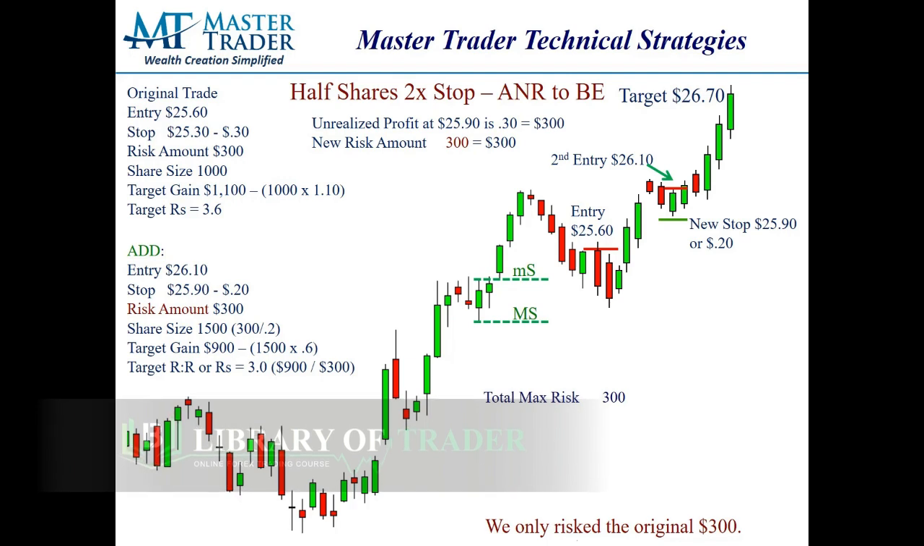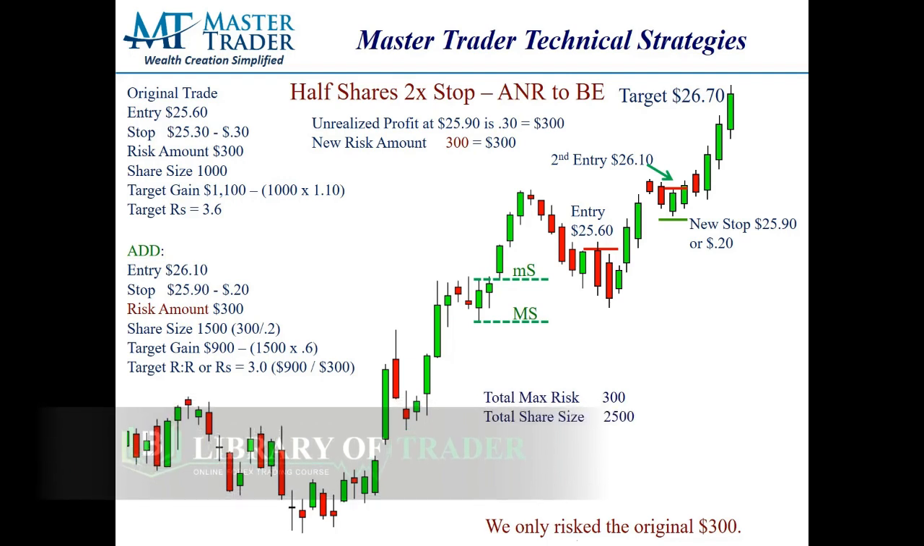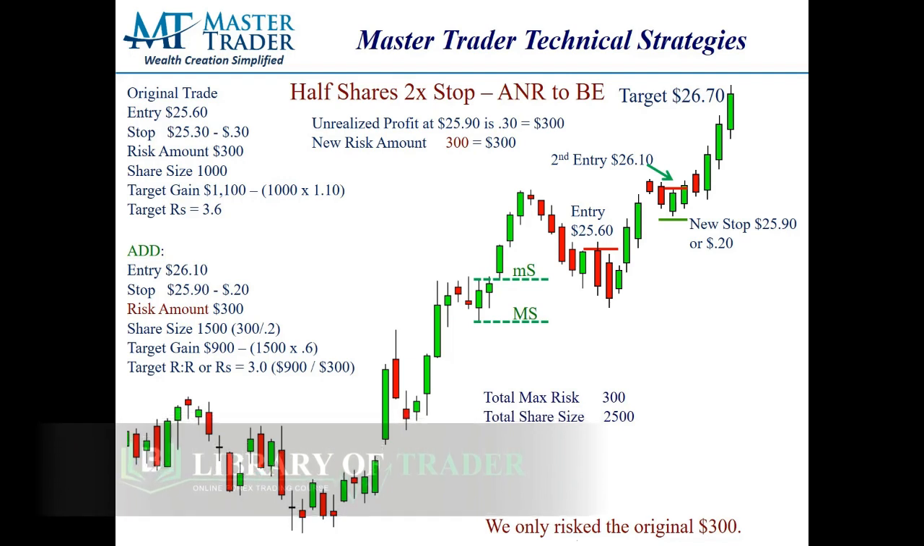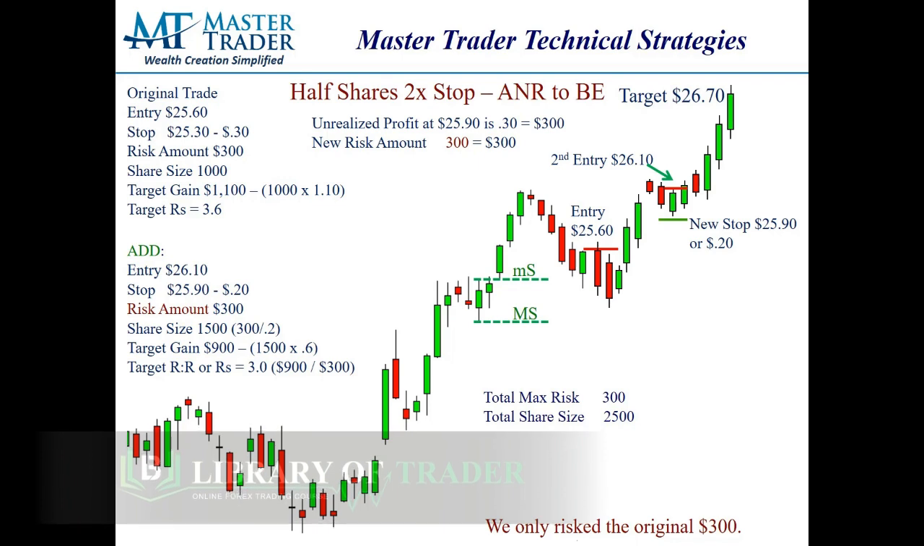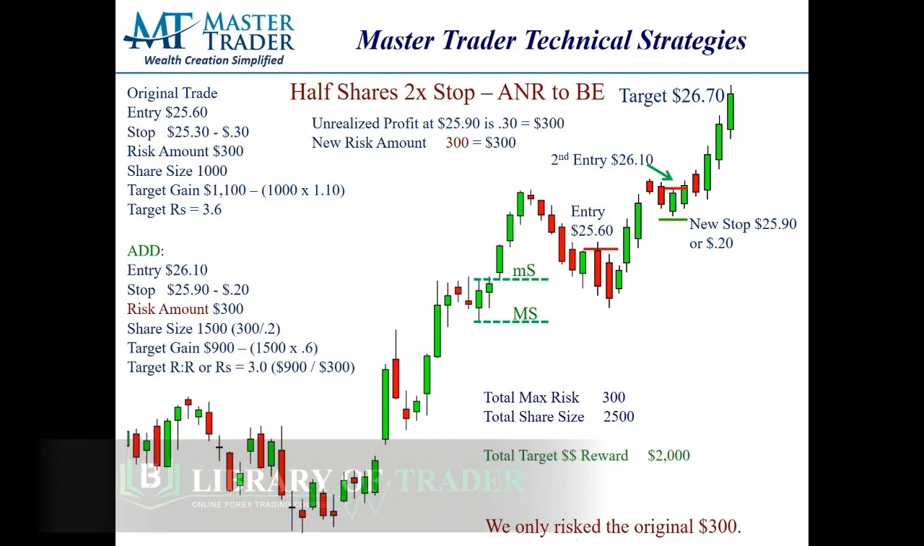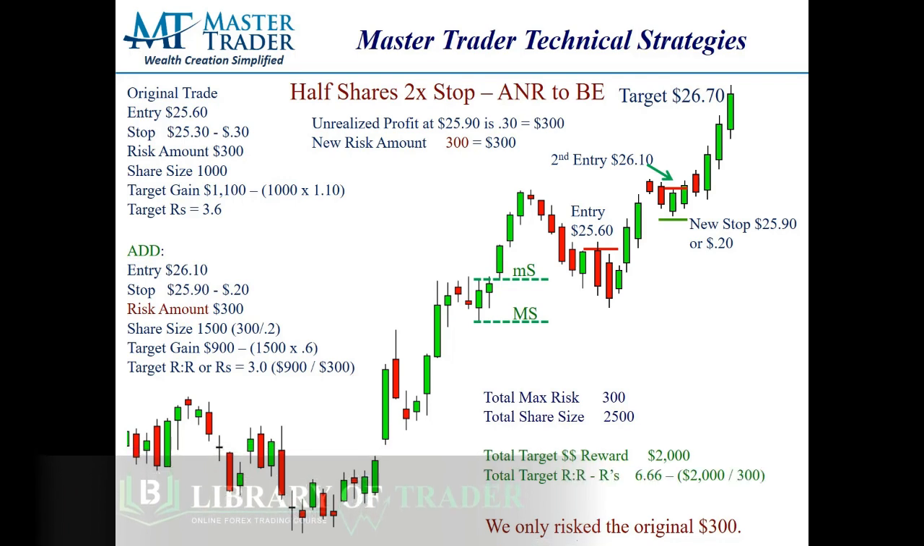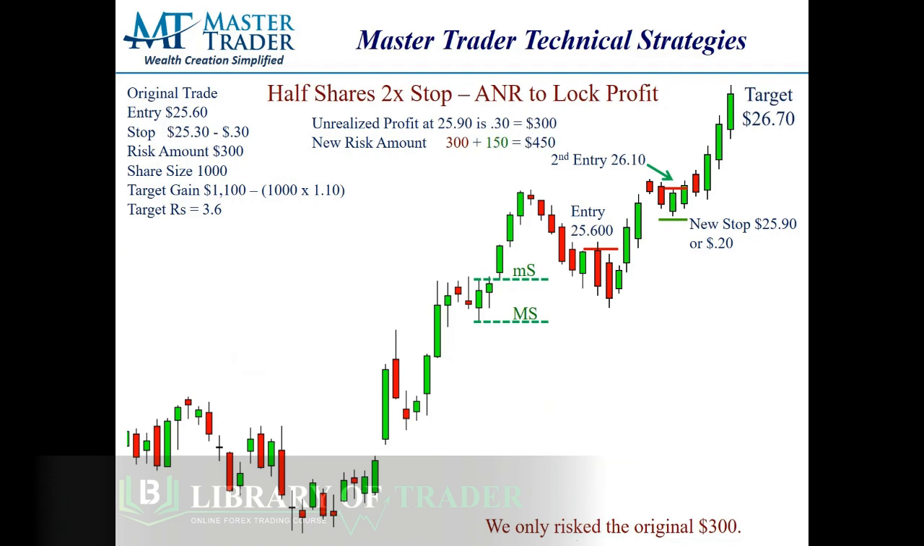So our total risk here is $300. Total share size, 2,500. The 1,000 from the first trade, the 1,500 on the addition trade. Our total reward, $2,000. And our total reward to risk, 6.66. $300 risk, made $2,000. We still only risked our original $300. You see how powerful this concept is? Half the shares, twice the stop, add and reduce, and we're going to lock a profit.